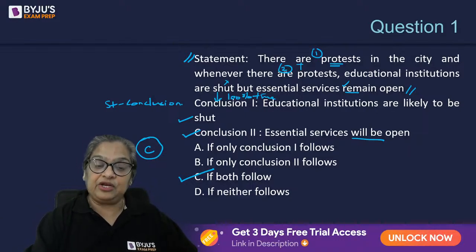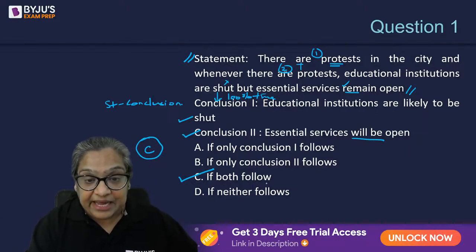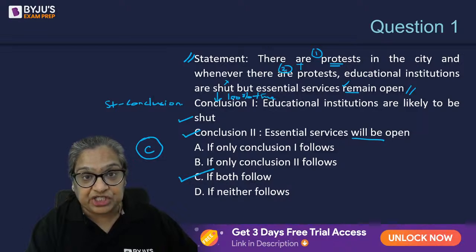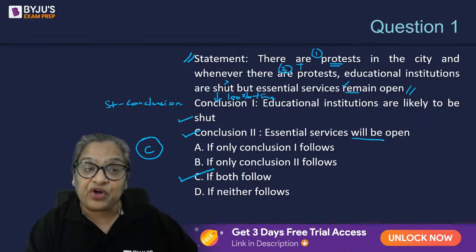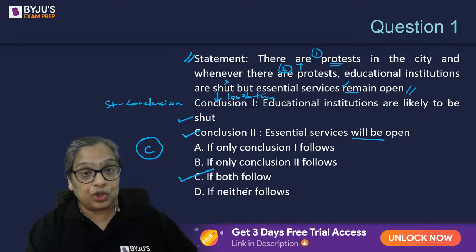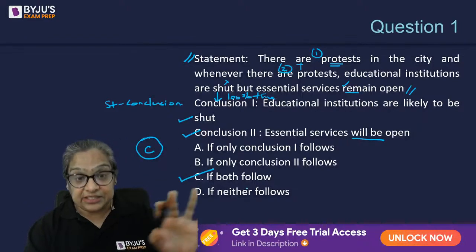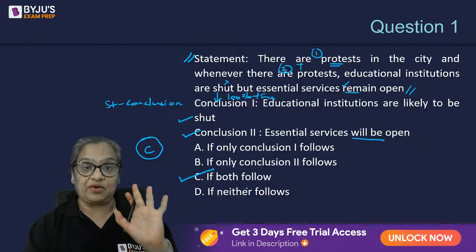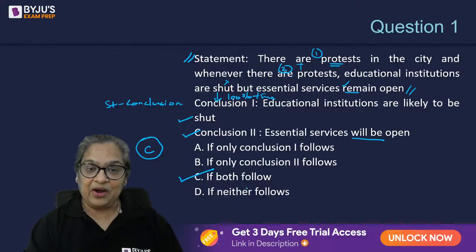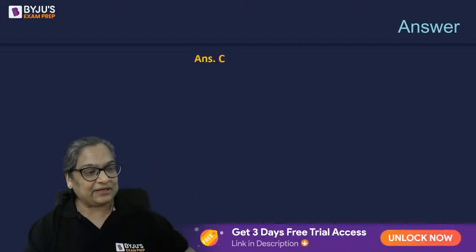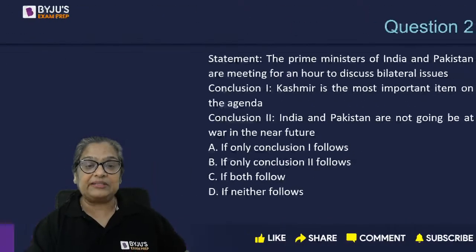Clear? Then in your answer paper, remember that in the exam this code keeps changing. Sometimes C is for neither and D is for both. So don't automatically mark C. If you know both are correct, just look at the code and mark the one which says both. Okay? Alright. One answer correct. Very good. Now let's look at another question.